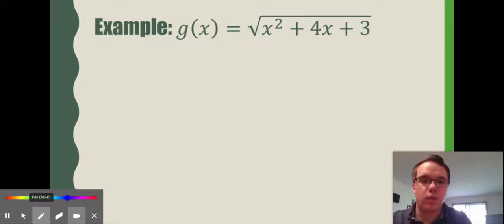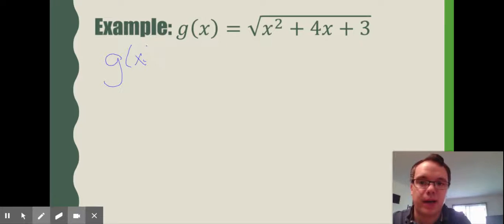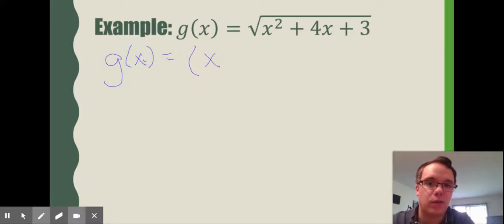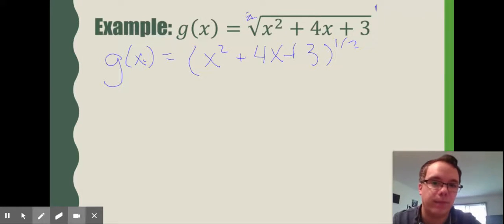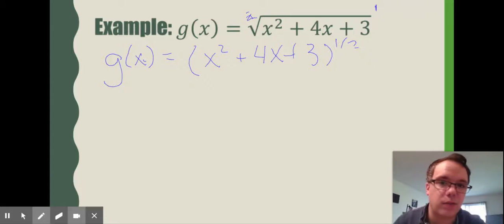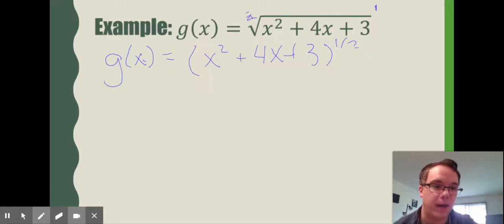If you've forgotten how that works, I'm going to rewrite g(x) as a power versus a radical. So (x squared plus 4x plus 3). Remember, there's a hidden 2 when we take the square root, and a hidden 1 outside. So the square root is really taking something to the 1 over 2 power, or the 1/2 power. So I'm really taking x squared plus 4x plus 3 here to the 1/2 power.